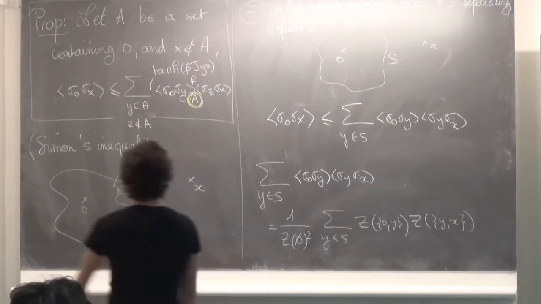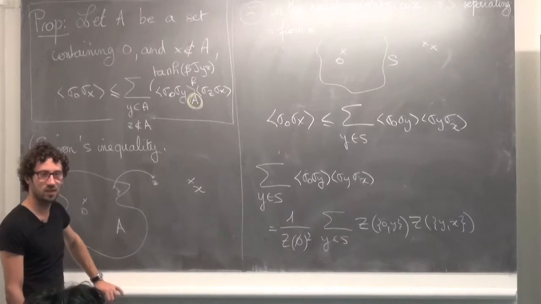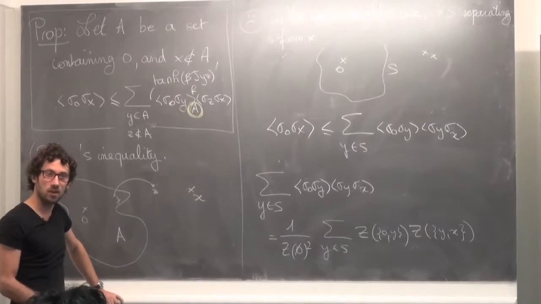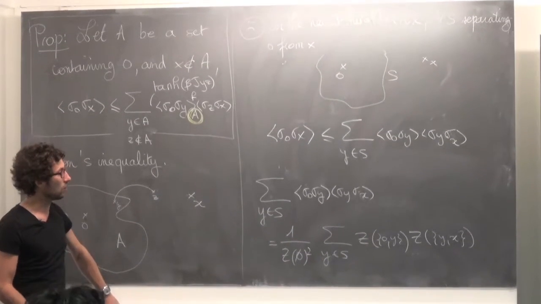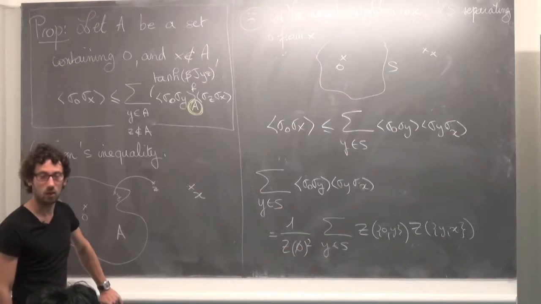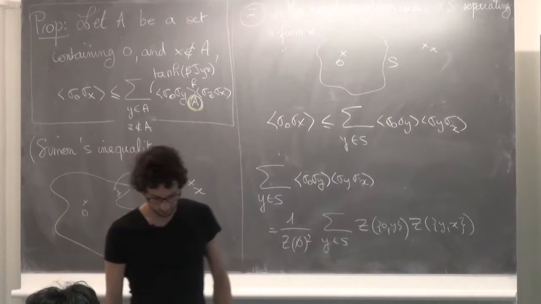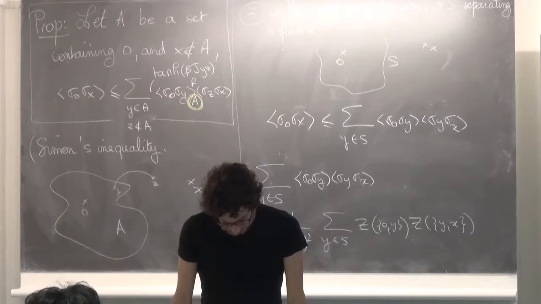In order to prove really the more advanced Simon's inequality, you need to dive a little bit more into random currents, introduce what we call the backbone of a current. You will do that in your exercises. Or you will not do it, I don't know. Okay.